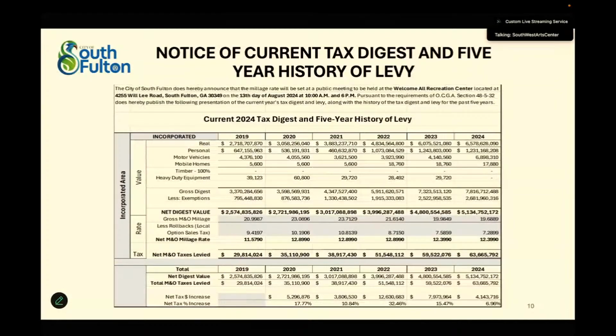I also have to share that we are seeing more exemptions being filed. Part of that could be a bit of aging in our community, as well as awareness around exemptions that people are applying for. So with a lower increase in our digest and more exemptions, we're seeing a much smaller increase in our net digest than in years prior. Any questions so far? All right, next slide, please.